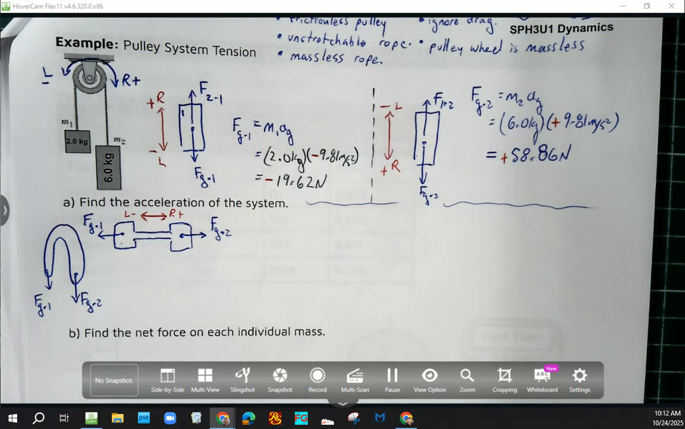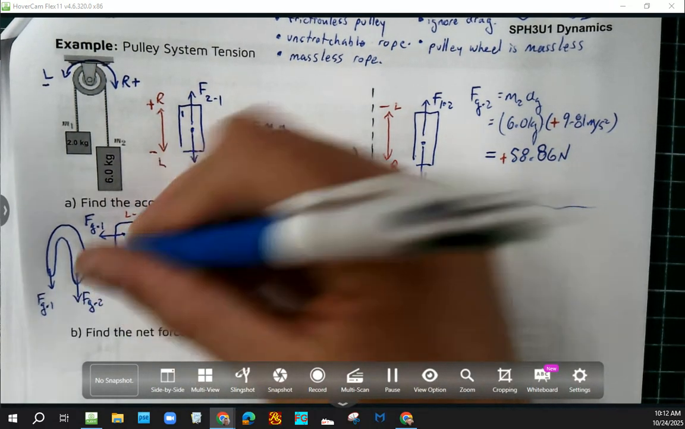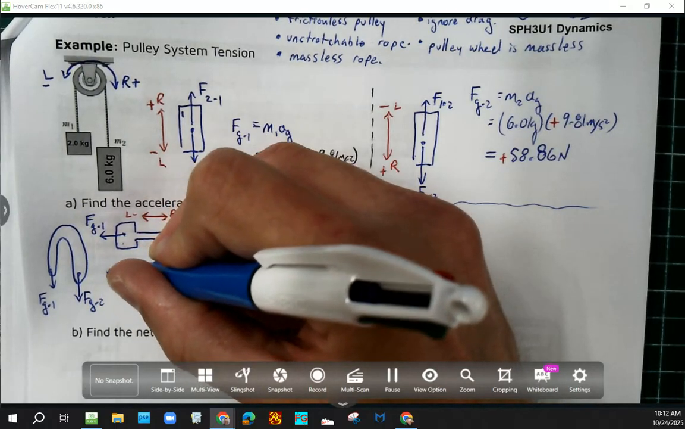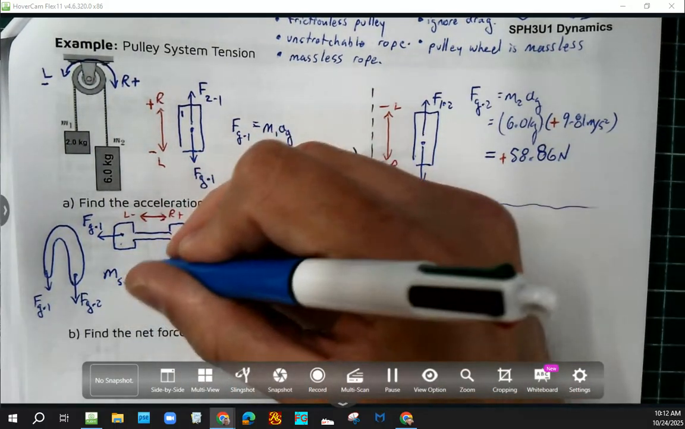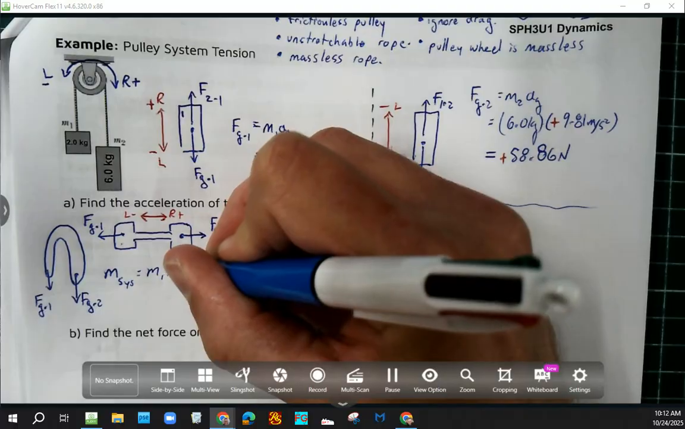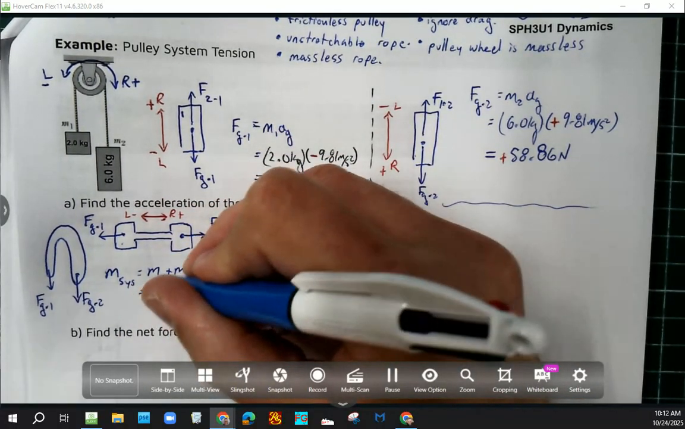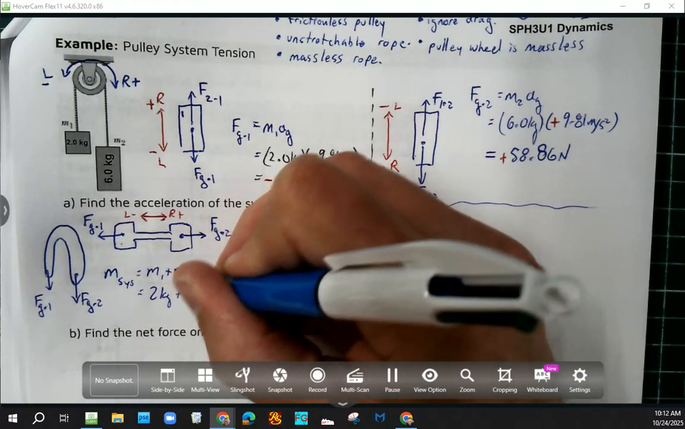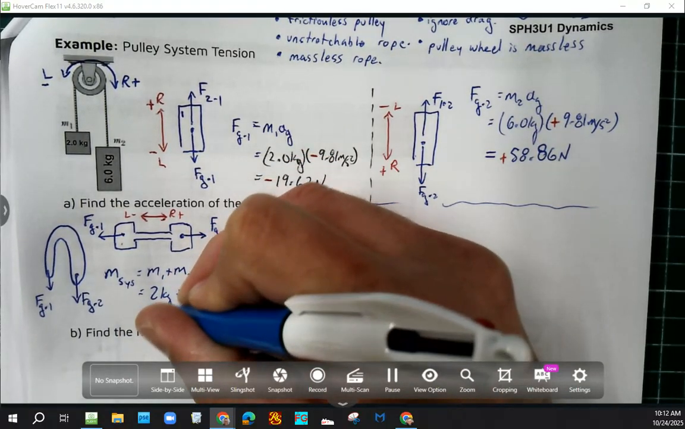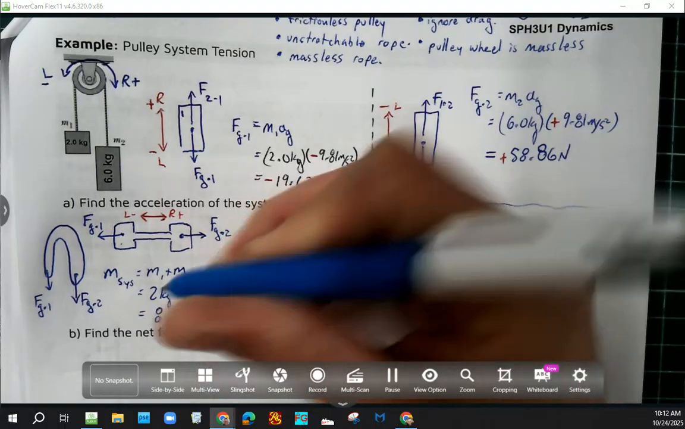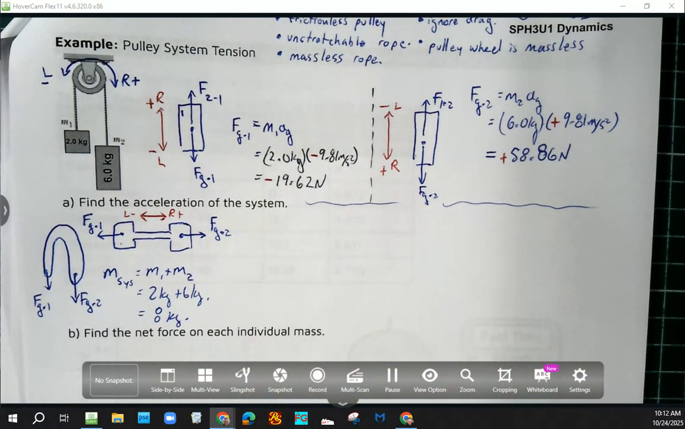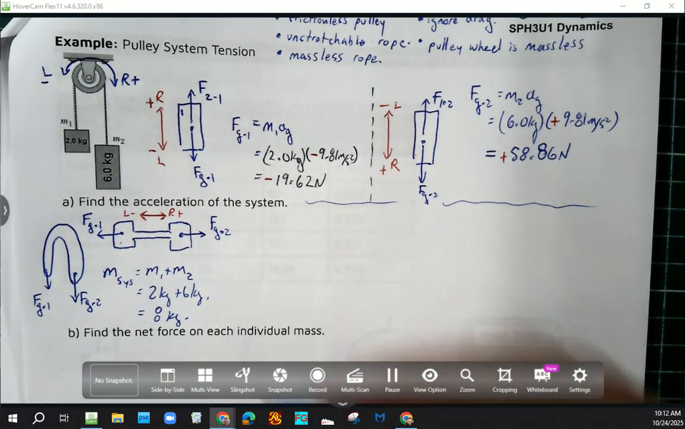Now, for the whole system, though, regardless of which way we envision this, the mass of the system, m sys, is going to be mass 1 plus mass 2. And in this case, that's 2 kilograms plus 6 kilograms, 8 kilograms. Looks like we're actually dealing with two significant figures in the givens there. That's fine.